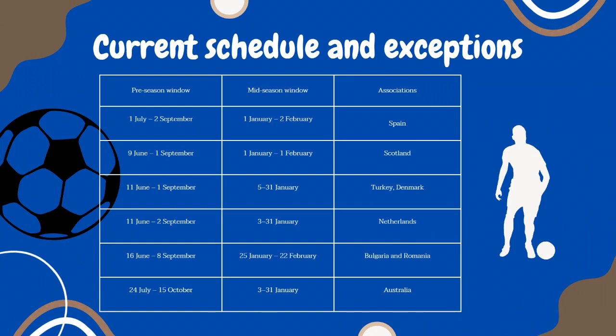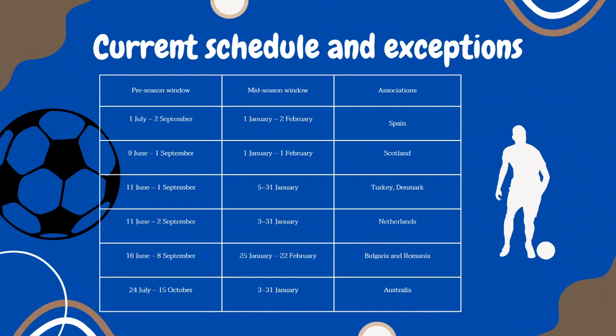Turkey and Denmark start on the 11th of June to the 1st of September, and the mid-season window starts from the 5th to the 31st of January. The Netherlands starts on the 11th of June to the 2nd of September, and the mid-season window starts from the 3rd to the 31st of January.